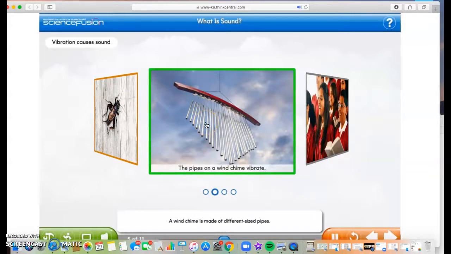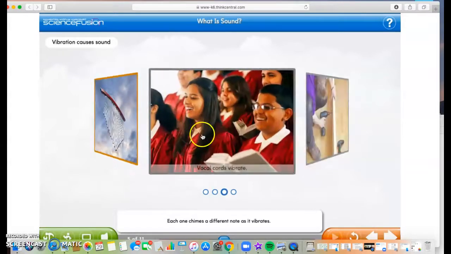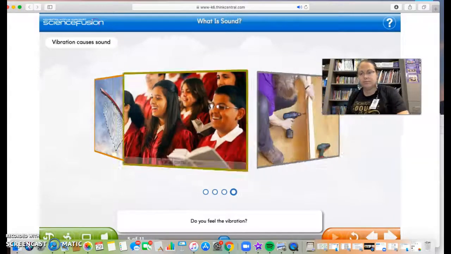A wind chime is made of different sized pipes. The wind knocks the pipes together so they vibrate. Each one chimes a different note as it vibrates. You can't see what vibrates here, but you can feel it. You have vocal cords in your neck. They vibrate when you talk or sing to produce sound. Place your hand gently on the front of your neck and sing. Do you feel the vibration?